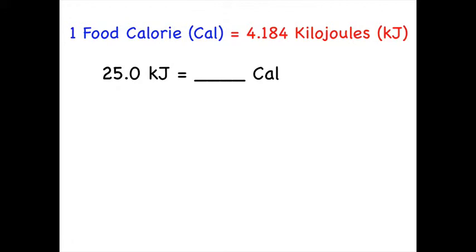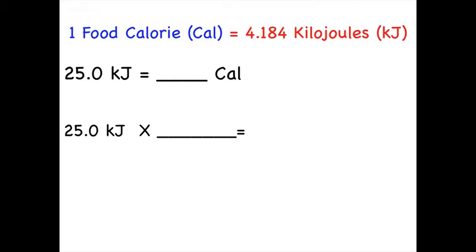So here's our equivalent statement. 1 food calorie, we're going to abbreviate that capital CAL, equals 4.184 kilojoules. So we're going to use KJ to symbolize kilojoules. So now we have this mathematical expression where 25.0 kilojoules equals blank food calories. And now we're going to use that equivalent statement in the blue and red to convert from kilojoules to food calories.